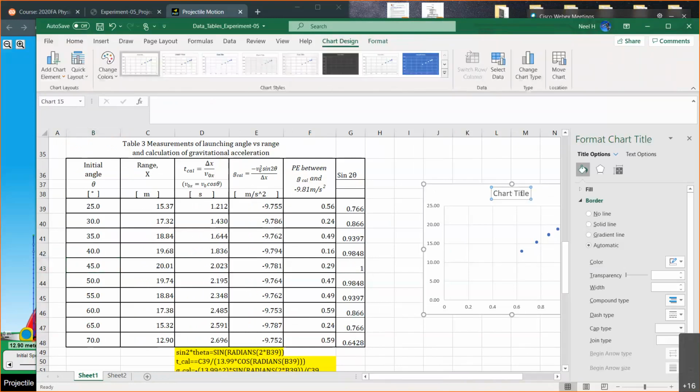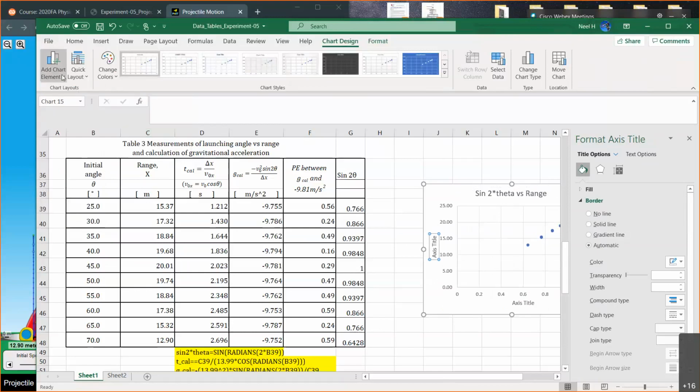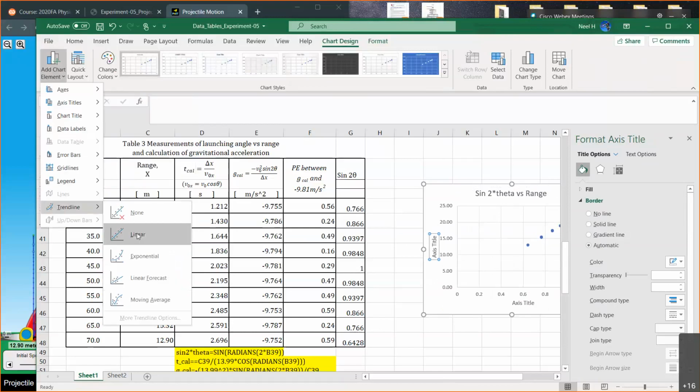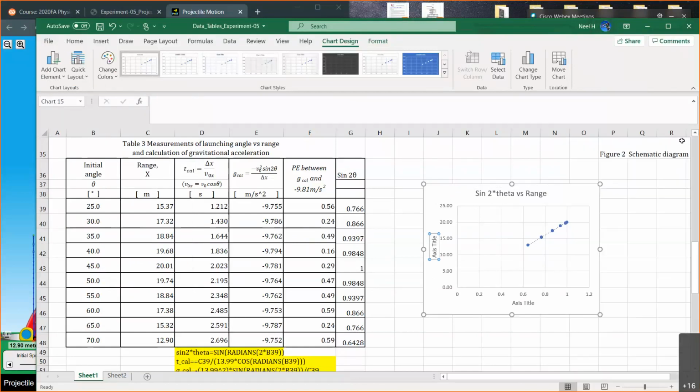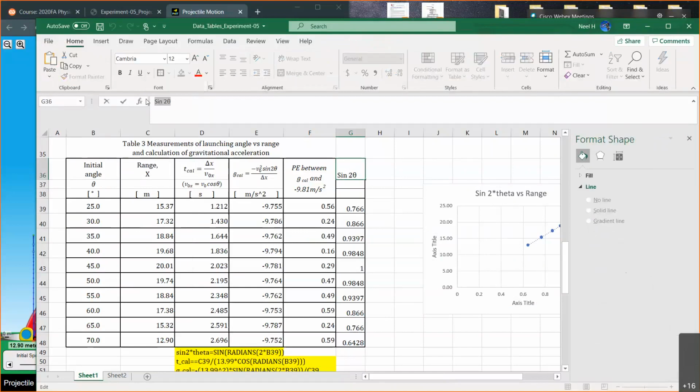And that's it. Then you type the title for the graph. This is actually sine 2 times theta versus range. And I need x and y titles. So those are usually double click on the graph, left hand side, very top, axis title, horizontal, and then vertical. And also, if I have a linear graph, I would like to have a trend line, linear fitting. So now you can see x-axis, this should be sine 2 theta. You can copy paste actually this part if you want to, that's okay.